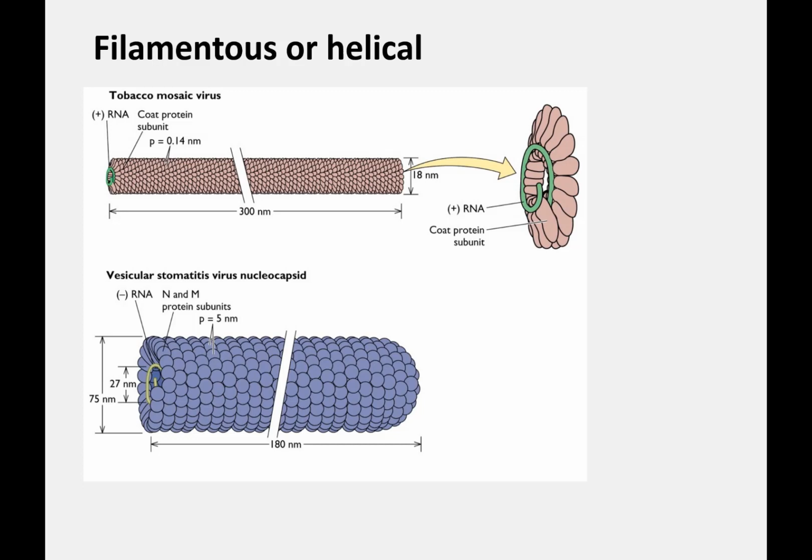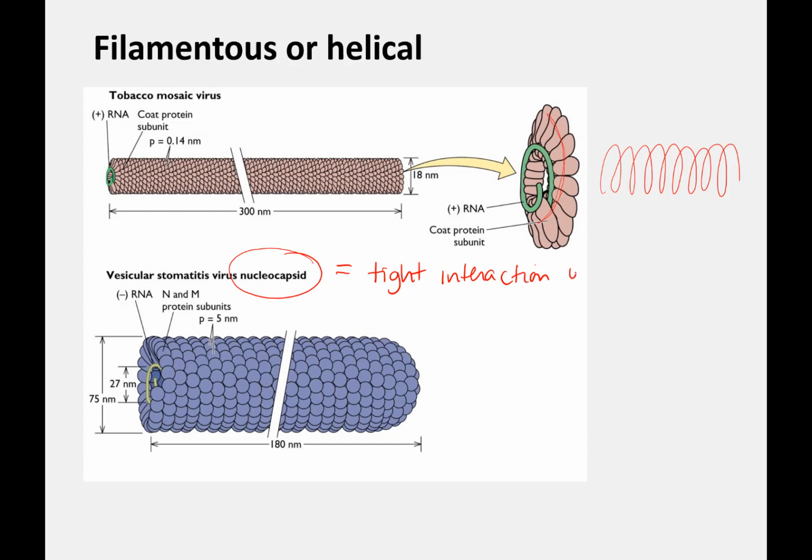Oh, so here's my picture. So filamentous, again, if you looked at the proteins that make up the capsid, it goes around like this, kind of like a slinky. This is called, we see this term here, nucleocapsid. So nucleocapsid means there's a tight interaction with the genome.